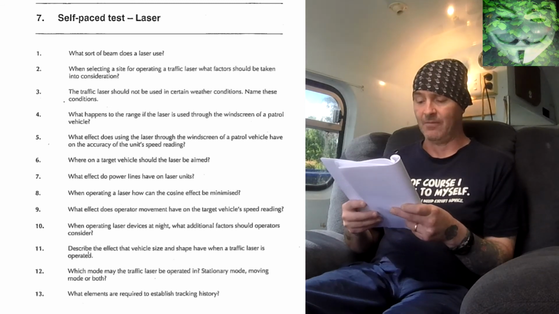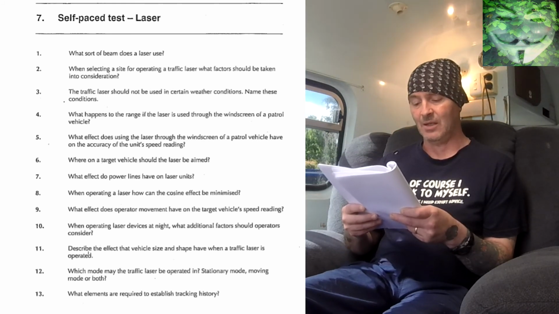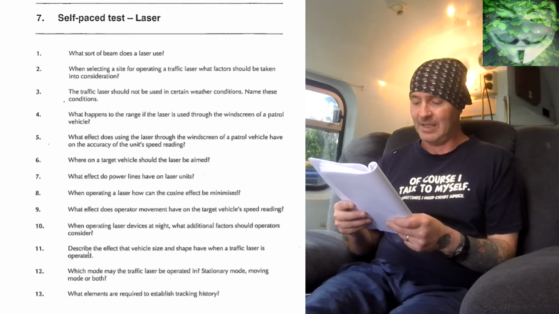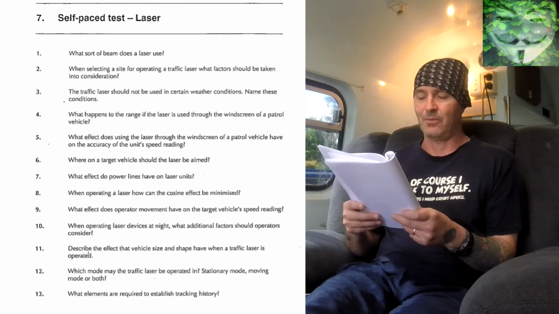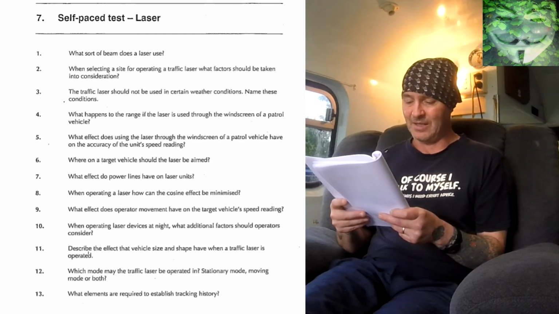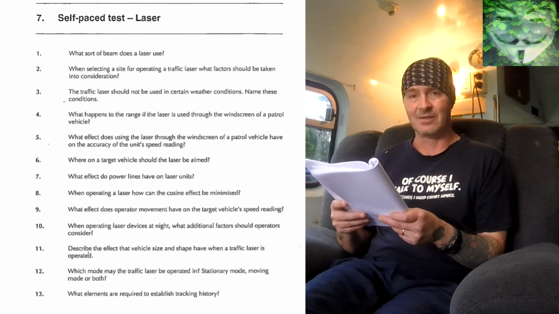Where on the target vehicle should the laser be aimed? What effect do power lines have on laser units? When operating a laser, how can the cosine effect be minimised? What effect does operator's movement have on the target vehicle speed reading? When operating laser devices at night, what additional factors should be considered? Those new LED headlights in those new cars, apparently they affect the laser. Something to note for all those people with flash cars.